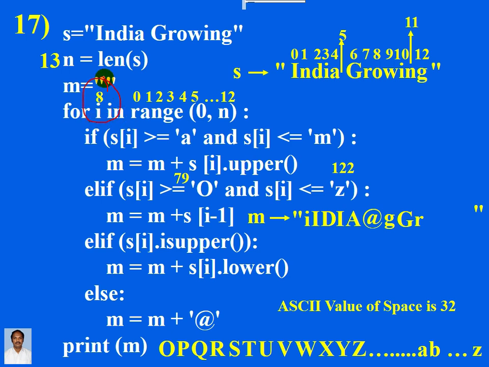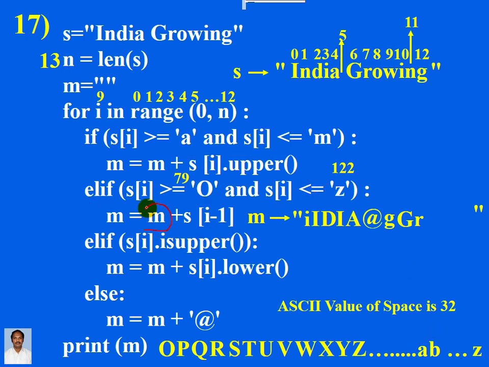I takes the next integer in the range, 9. What is S of 9? W. Is it between A and M? Wrong. So control comes to else part. W. Is it between capital O and small z? Yes, because W will appear in this range. Condition true.